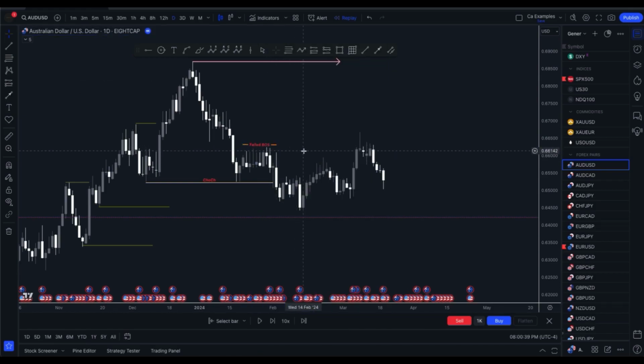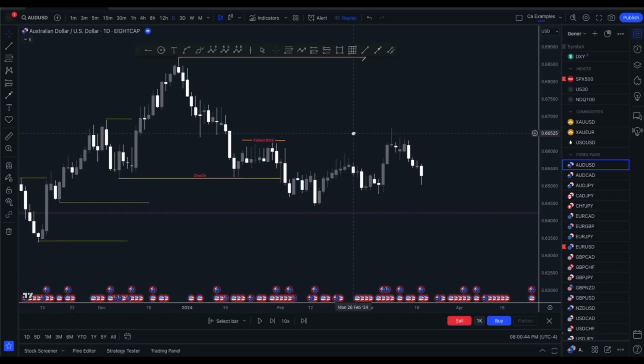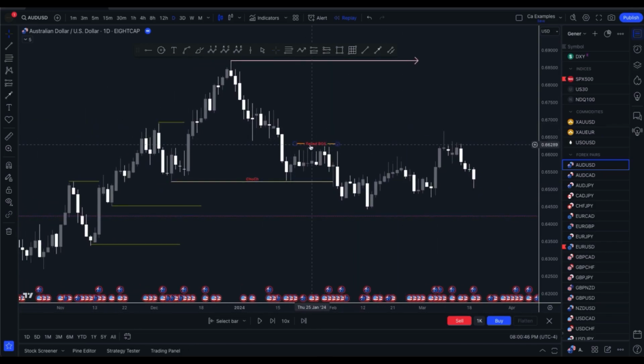That's just my opinion. So as you can see guys, I'm not even sure if it's this side that I should mark out or if it's even this side as my failed break of structure, but I am 90% sure that that's what it is. It's all subjective. Okay, it's all subjective.